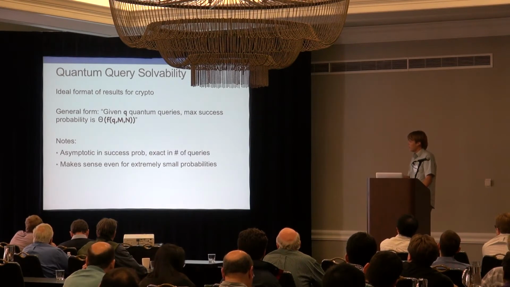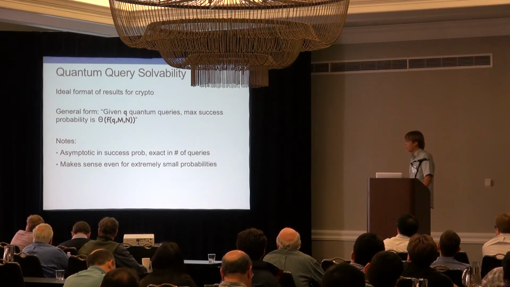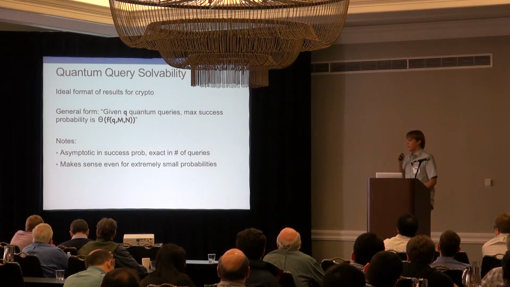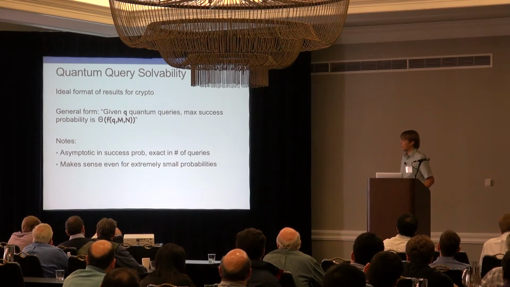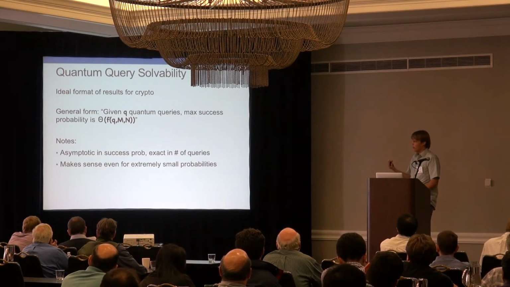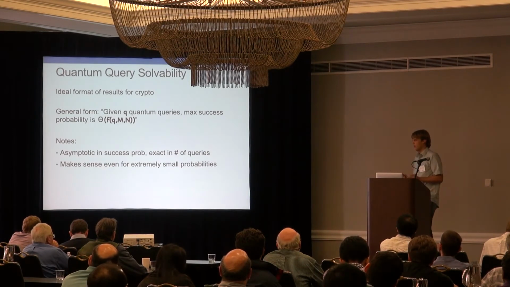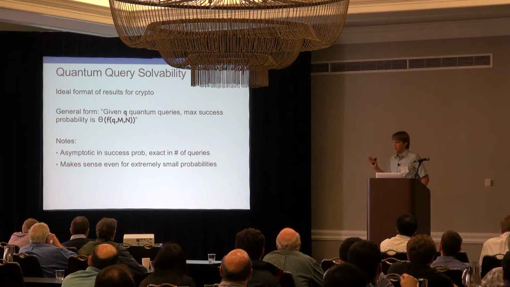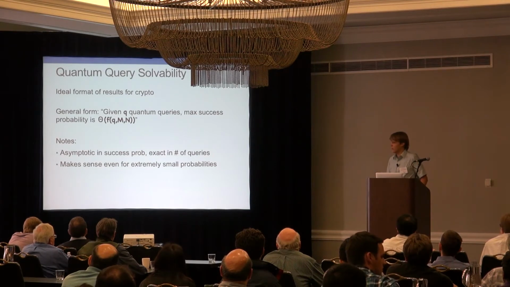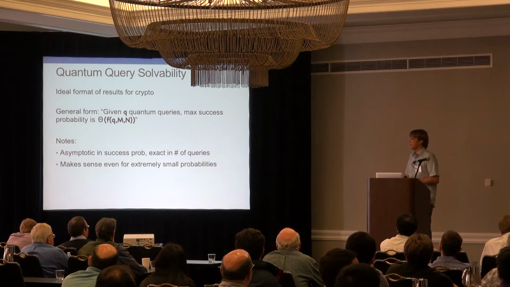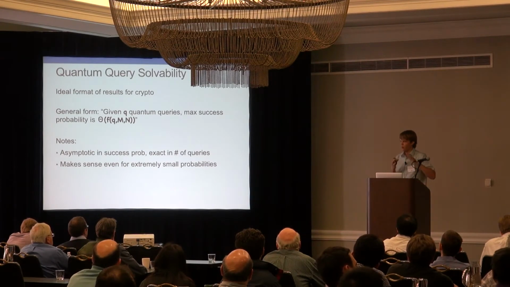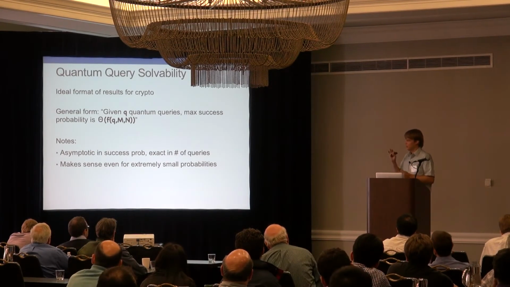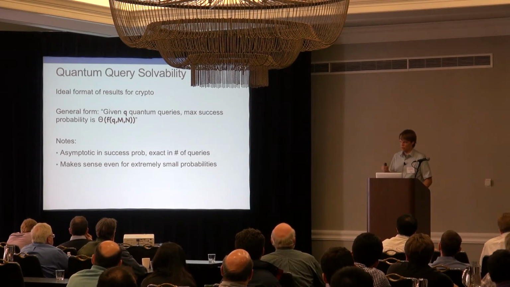Just some notes, again, they're asymptotic in the success probability, not the number of queries. And also, statements of this form make sense even if you want to consider extremely small success probabilities. Whereas quantum query complexity results don't really say anything about that regime. So I'm not trying to suggest that these results aren't out there. There are definitely results of this form in the literature, but for the most part, most of the big statements that have been made are on the quantum query complexity side, where you just set the probability to be 2/3 or whatever constant.